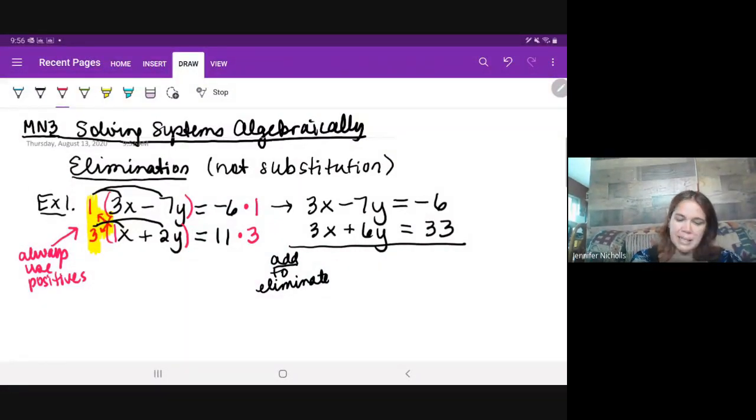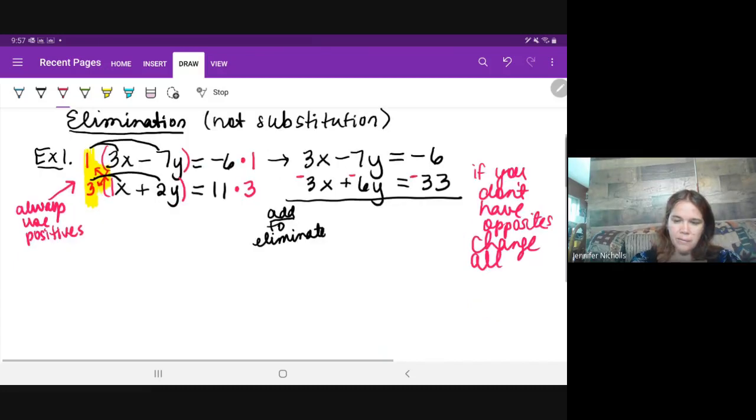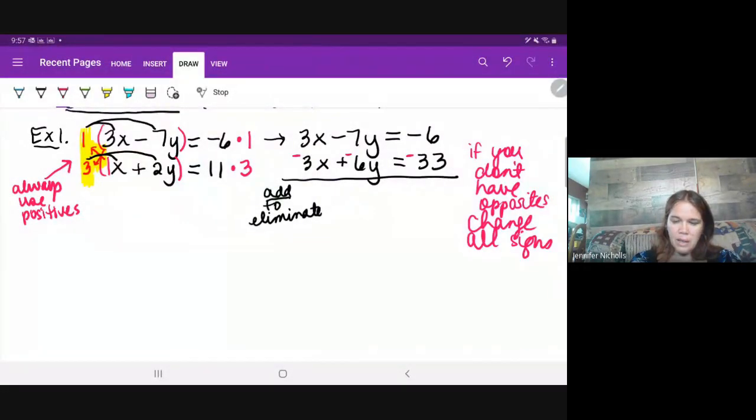Okay, now, because the signs aren't opposite, use another color if you have one, and you're going to change all the signs of one row. Now, you can either change the signs of the top row or the bottom row. Okay, so if you don't have opposites, let's write a note here. If you don't have opposites, change all signs in one row.